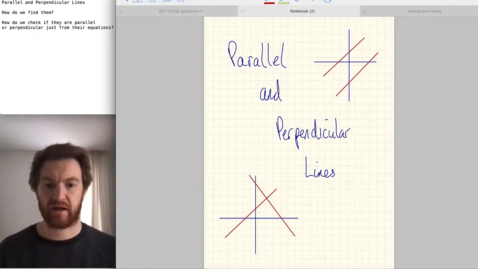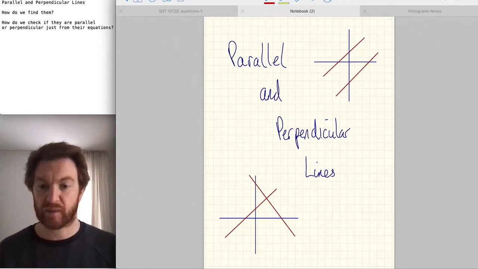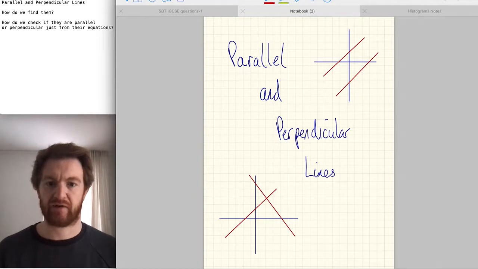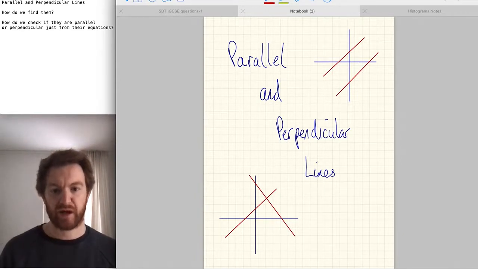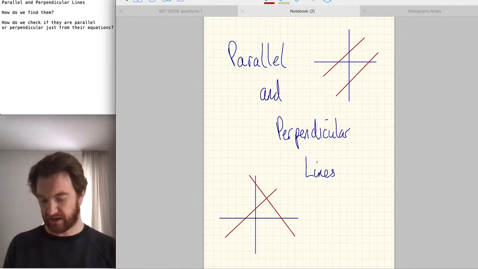Parallel and perpendicular lines. There is a notes page that I've already put on Teams, which you can have a read through. Just to remind you, parallel lines are the ones that look like the ones in the top right, like train tracks. Perpendicular lines are lines that meet at a 90-degree angle.